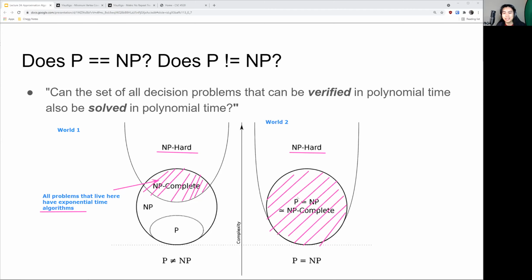Now, in world 2, where P is equal to NP, we say that all the problems that can be solved in polynomial time are also all the hardest problems in NP, which are also all the problems in the class NP, right? So NP complete is the same as NP, which is the same as P in the world where P is equal to NP. These complexity classes all collapse into one big circle, right? And NP hard is a complexity class that will circumscribe or envelop all of those types of problems.